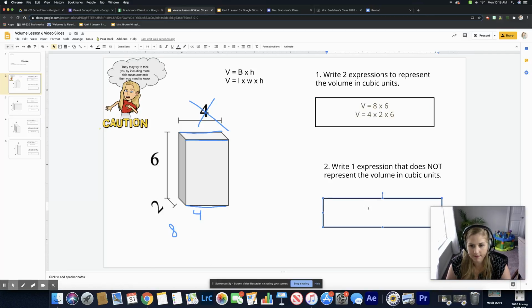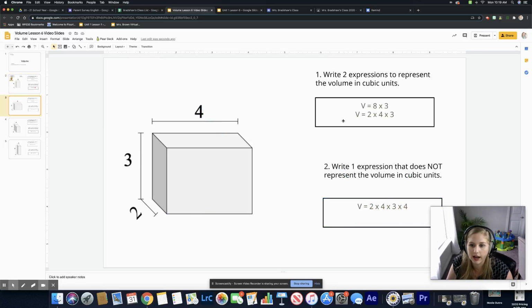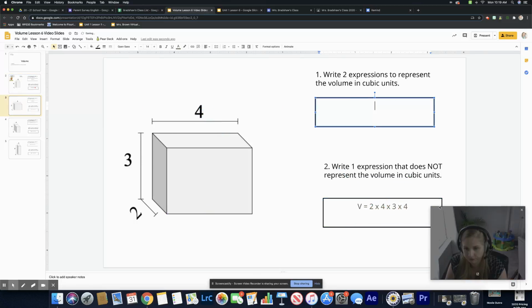So a non-example, writing an expression that is not representative, would be volume equals 2 times 4 times 6 times 4, because this would give us a volume that is way too much because we included this extra 4 here. So this here is a non-example, meaning it's not right. So let's go ahead and try this one together.